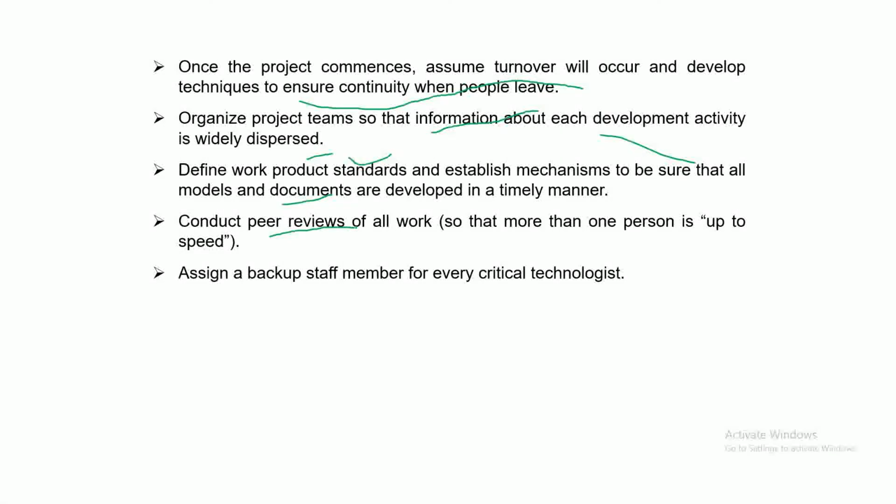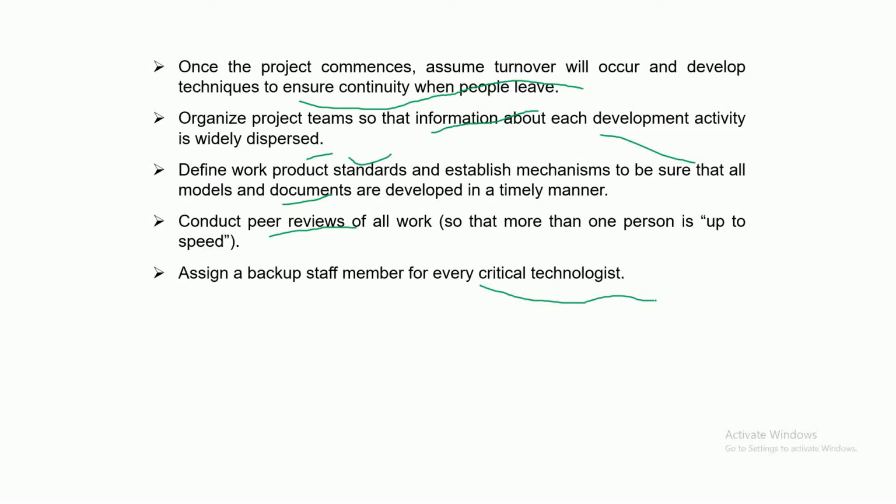So there is no bottleneck, no dependency on one particular team member who is working on something that nobody else knows about. Once he is gone, nobody will be in a position to tell what he has done. ऐसा नहीं होना चाहिए. आप जो काम कर रहे हैं वेल डॉक्यूमेंटेड होना चाहिए. आप जो काम कर रहे हैं वो एक प्रॉपर वेल डॉक्यूमेंटेड रिपोजिटरी में होना चाहिए. पीयर रिव्यूज होने चाहिए. टीम वर्क होना चाहिए, so that in case a few people leave, the project should still go on. Assign a backup staff member for every critical technology.